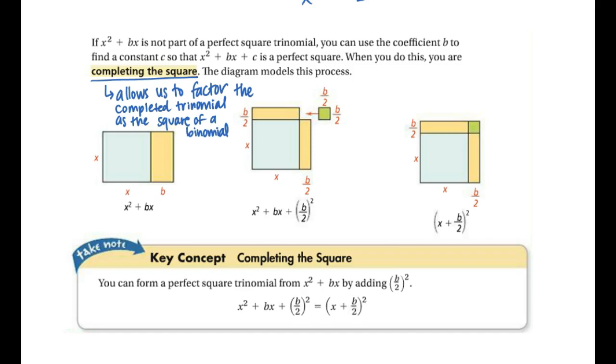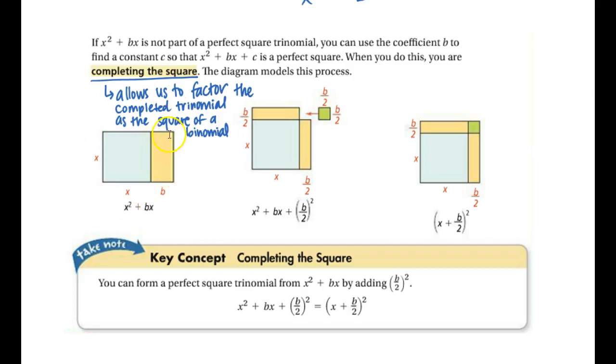Sometimes we're given quadratics that are not perfect square trinomials. In this situation, we want to use the completing the square method that will allow us to factor the completed trinomial as the square of a binomial. So in this form, we have the a, or the leading coefficient, as positive 1, and we have x squared plus bx. If it's not a perfect square trinomial, we're going to be using the coefficient b to find a constant so that the new trinomial is a perfect square, and then we can just factor it as the square of a binomial. So this is visually what the completing the square process looks like.